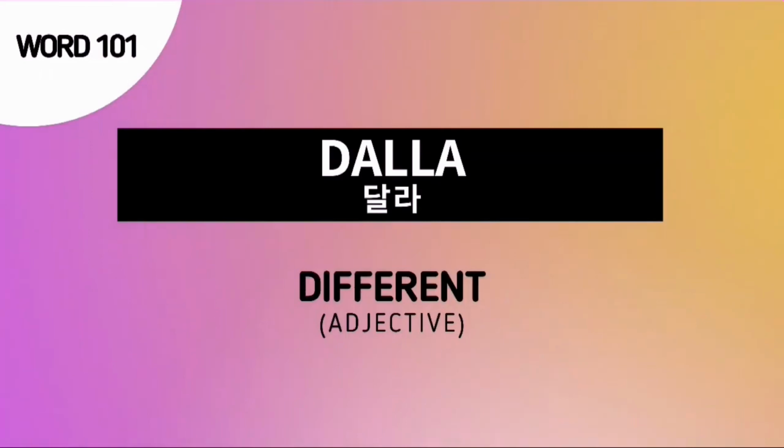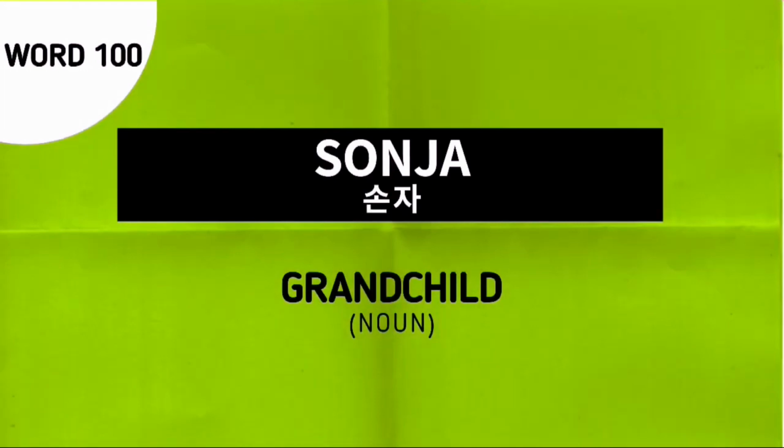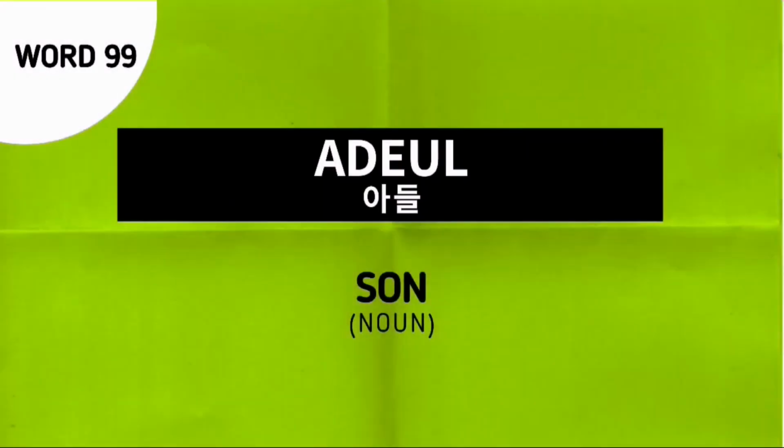Word number 101 is tala. This is an adjective which means to be different. Word number 100 is sonja, and this is the Korean noun for grandchild. Word number 99 is adel, and this is the Korean noun for son.